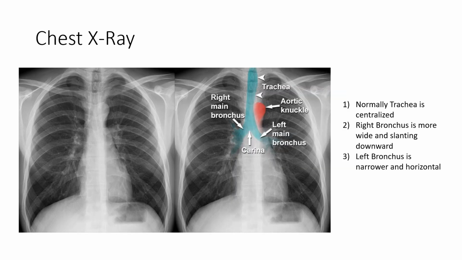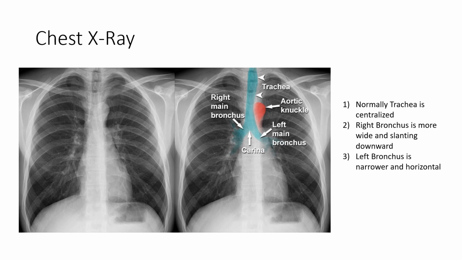This slide shows trachea, aortic knuckle, left main bronchus, right main bronchus, and carina, that is bifurcation of trachea. There is a subtle and clinically important difference between right and left bronchus. Right bronchus is more widened and slanting downward, left bronchus is narrower and horizontal.